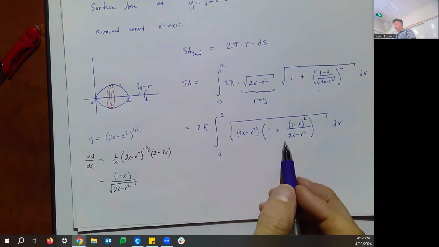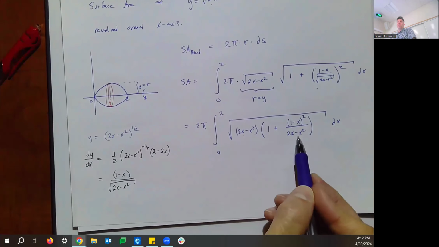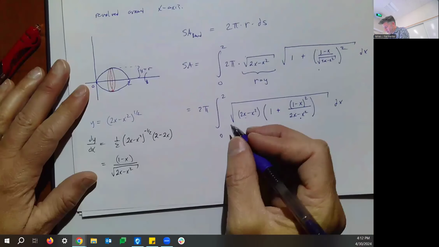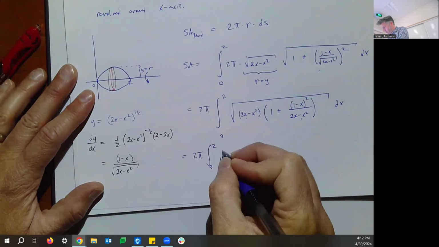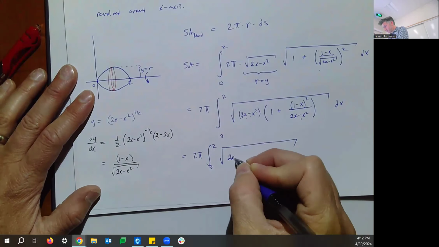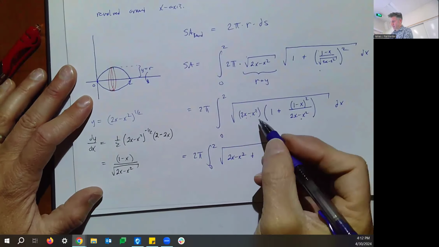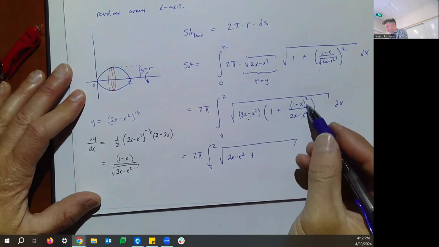When I multiply this through, when I multiply this to the second part, the 2x minus x squared is going to cancel. So look what we get. We get 2 pi times the integral from 0 to 2 of the square root of 2x minus x squared times 1 plus 2x minus x squared times some stuff divided by 2x minus x squared, which is just the stuff on top.